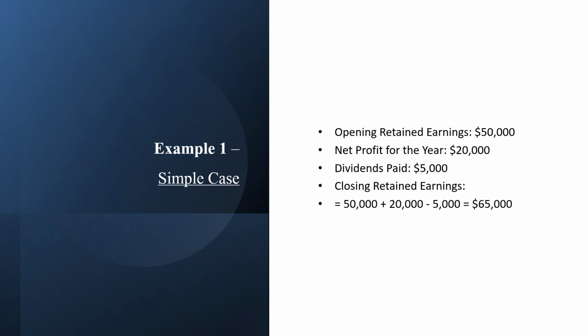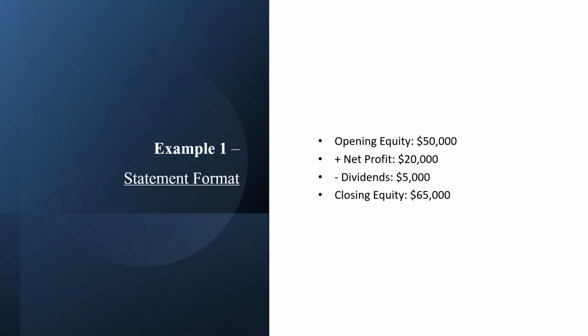So the calculation would be opening retained earnings, add profit and subtract dividends. This gives us closing retained earnings of $65,000. This change would appear in the statement of changes in equity. Now let's look at how the same example appears in statement format.